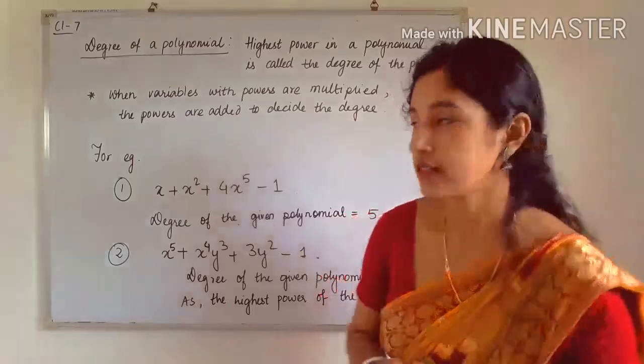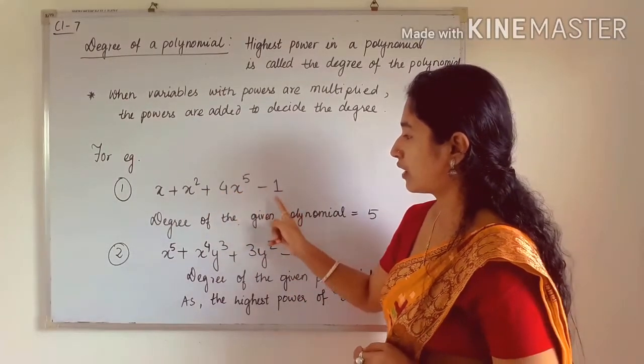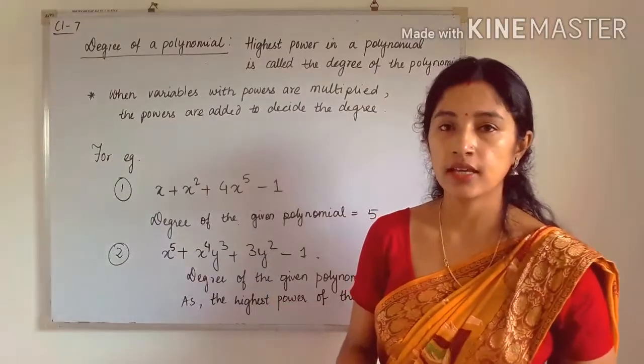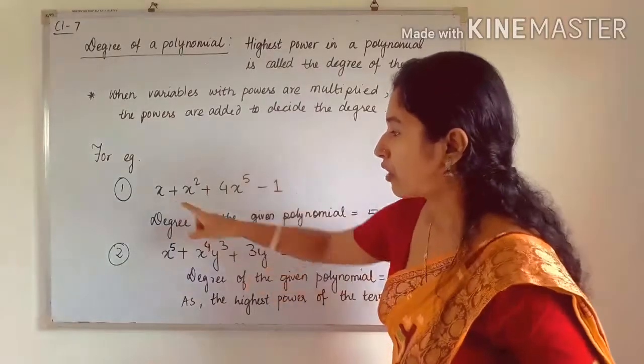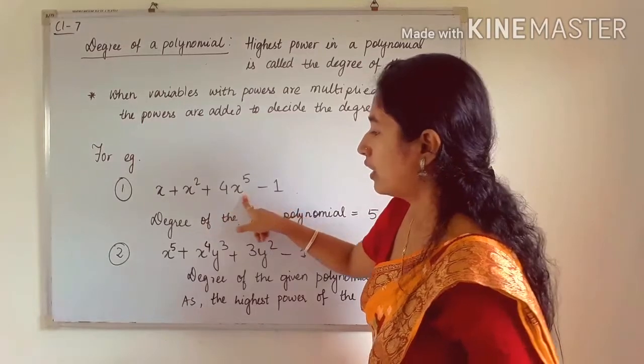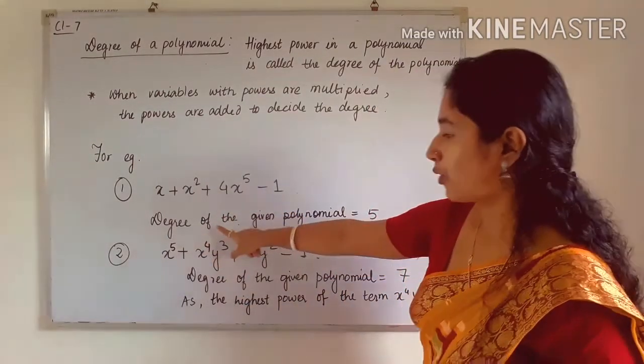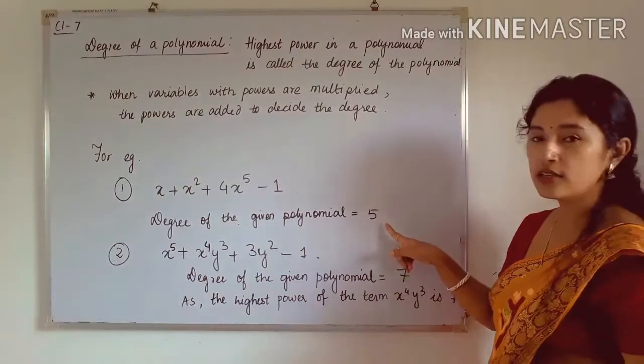So see the example: x plus x square plus 4x to the power 5 minus 1. Here you can see only one variable is there, that is x, and the power of x is 1 here, 2 here, and here the power of x is 5. That means the highest will be what? 5. That is called the degree of the given polynomial. So the degree of the given polynomial is 5.